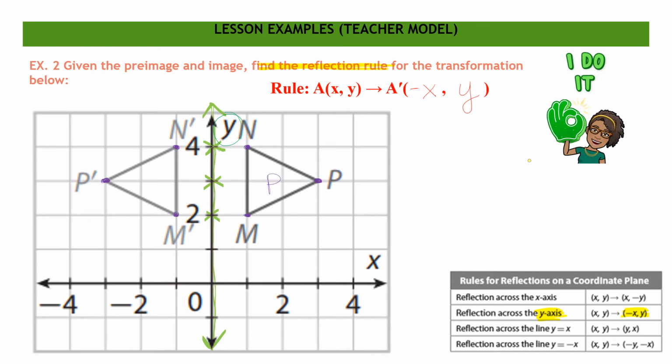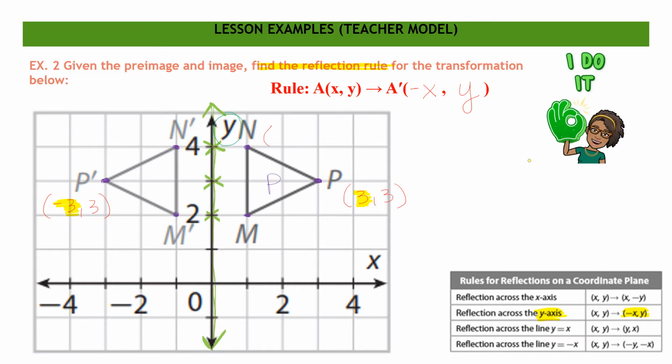Now, how can I be sure that this is the correct rule? Well, I can just look at the points. If I look at point P in my pre-image, the point P is (3, 3). Point P prime, which is the corresponding point, is (-3, 3). As you can see, the rule holds up because it says here for my x I had +3, and here for my x I had a -3. And that should be true for all the points that are corresponding from my pre-image to my image.